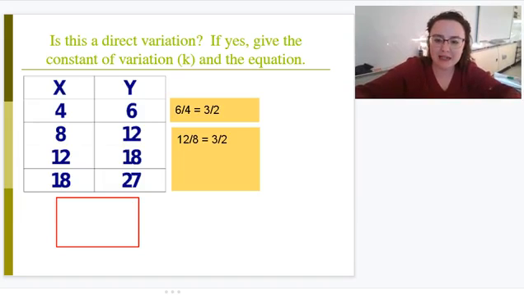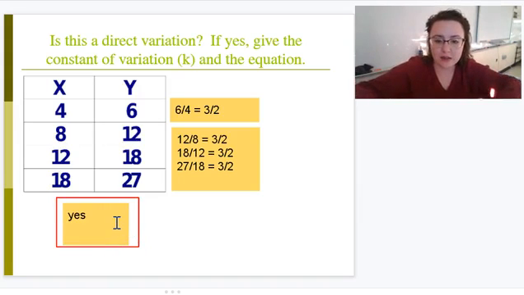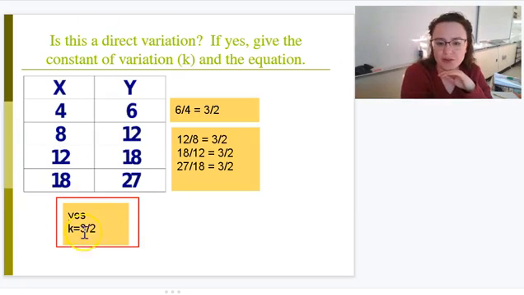Now, don't get too excited. Sometimes the others will be wrong, so we still have to check all of them. So I'll do 18 divided by 12. Both of these reduce by 6, and we still get 3/2. So it's looking pretty promising now, but let's check the last one. 27 divided by 18. Both of these divide by 9 to give me 3/2. So is this a direct variation? Yes, it is, because every time that I tried to calculate the constant, I got 3/2. So my constant here for this is 3/2.